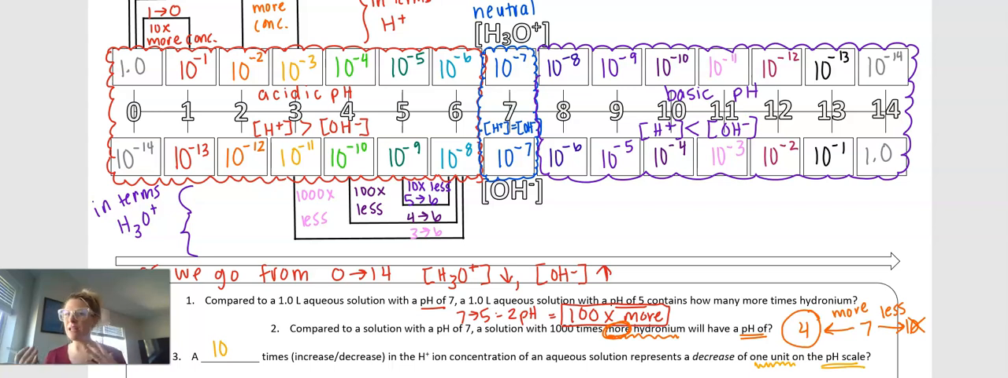So let's give ourselves just an example here. Okay, if I'm going from a pH of 2 to 1, am I getting more or less hydronium? Okay, I am going to have an increase. Remember that as pH decreases, okay, so as pH decreases, hydronium increases. So I wanted to write that below it, but I'm running out of space.